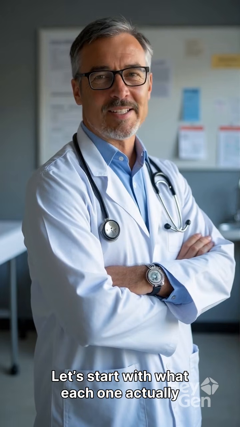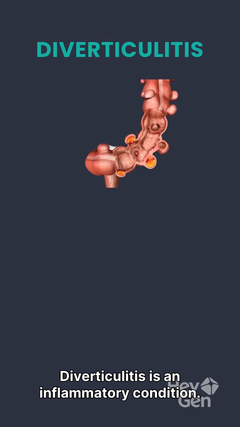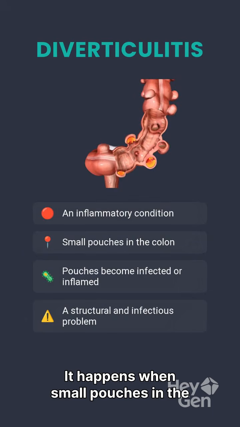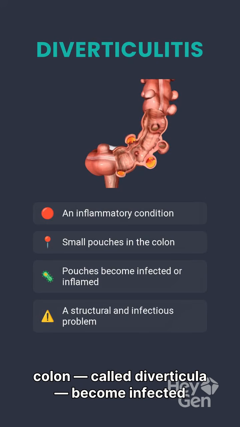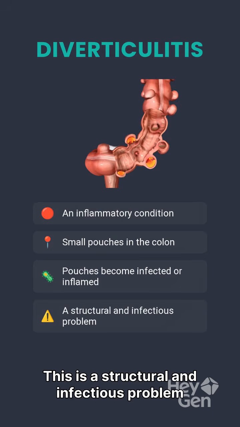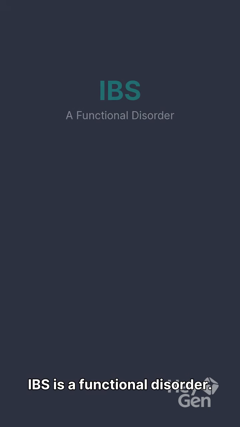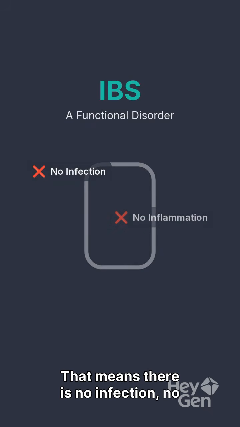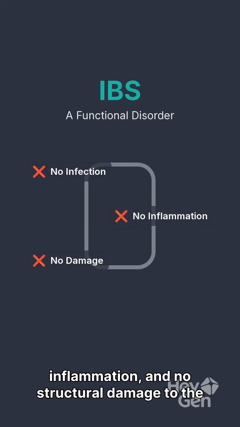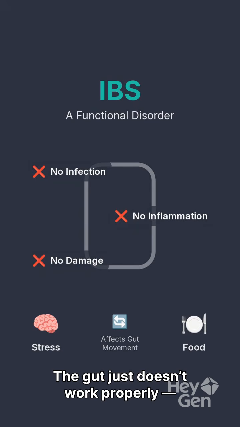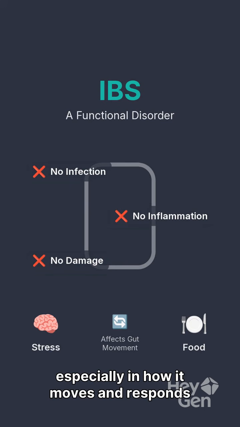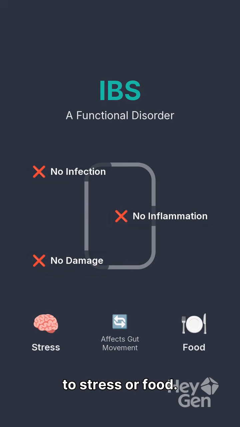Let's start with what each one actually is. Diverticulitis is an inflammatory condition. It happens when small pouches in the colon, called diverticula, become infected or inflamed. This is a structural and infectious problem in the bowel. IBS is a functional disorder. That means there is no infection, no inflammation, and no structural damage to the bowel. The gut just doesn't work properly, especially in how it moves and responds to stress or food.